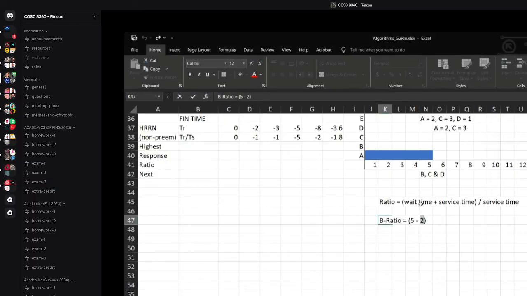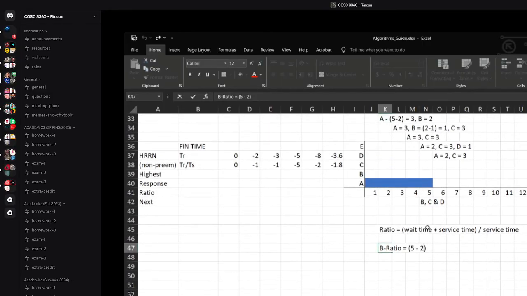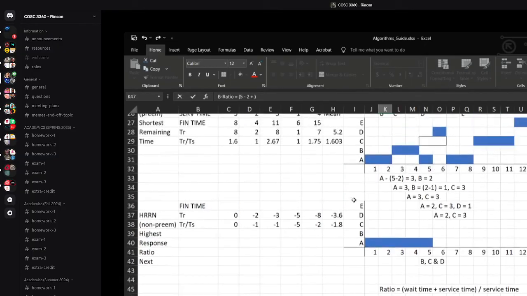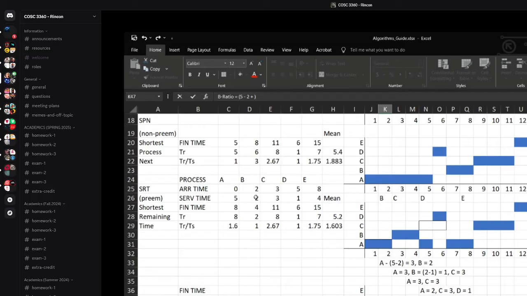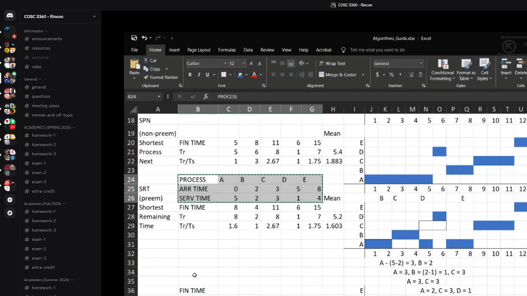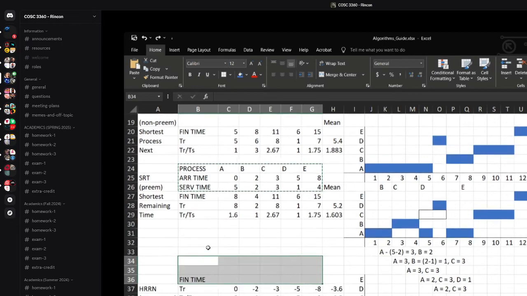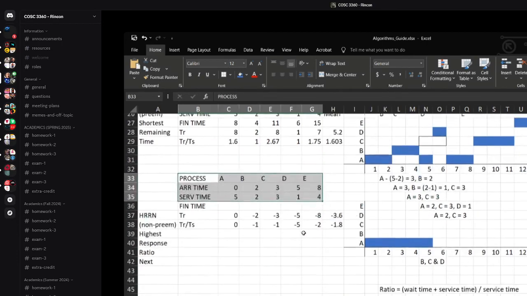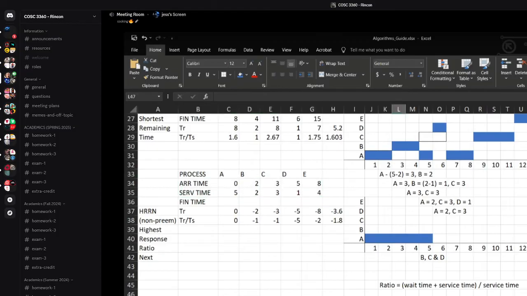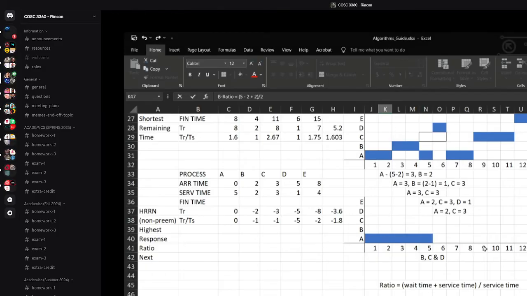Okay, moving on. The wait time is the current time minus the arrival time, which is 3. And the service time for B is 2. I'm just going to copy paste this so I'm not scrolling back. So 5 minus 2 plus the service time for B, which is 2, divided by the service time, which is 2. So 5 minus 2 is 3, plus 2 is 5, so this is 5 divided by 2, which is equal to 2.5.